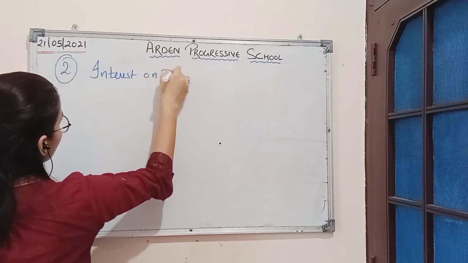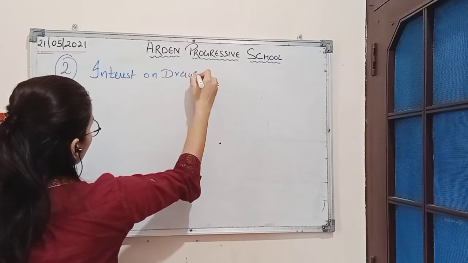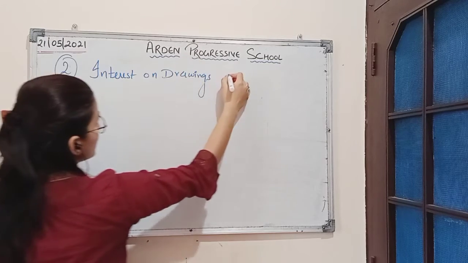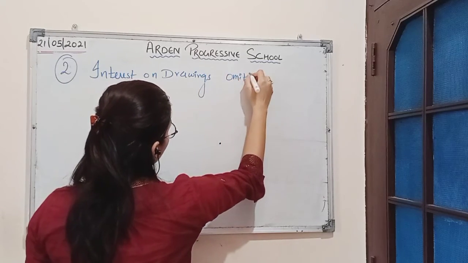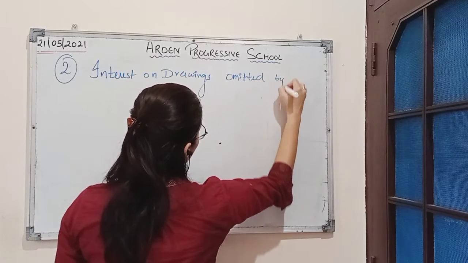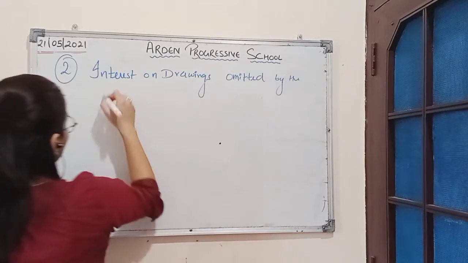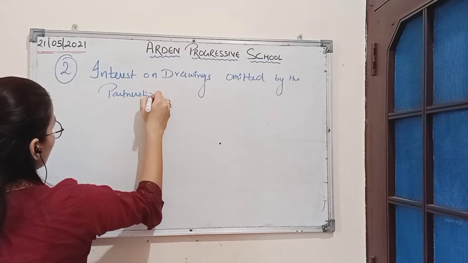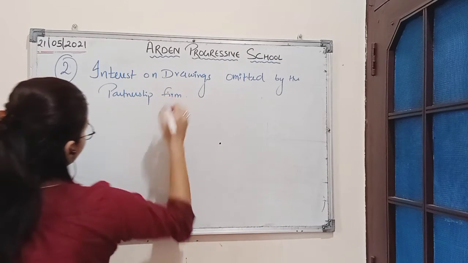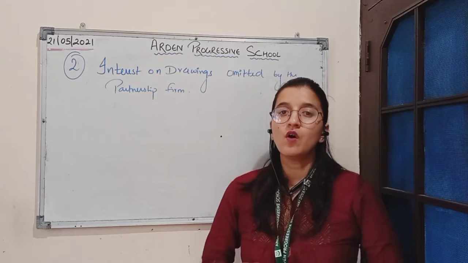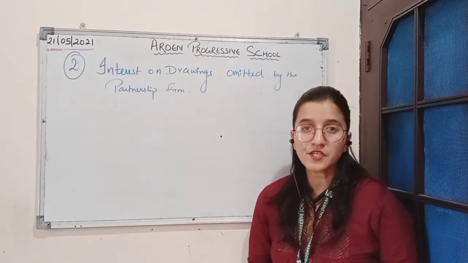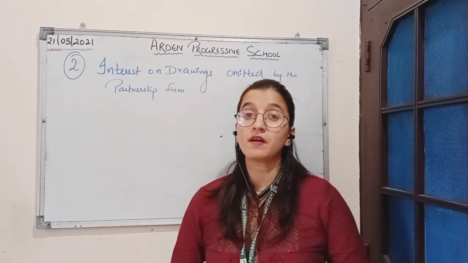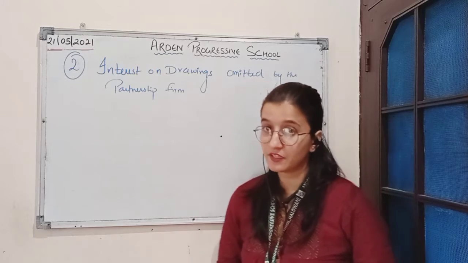interest on drawings omitted by the partnership firm. As we know, all the errors made by the partnership firm are rectified by passing a single adjustment entry.